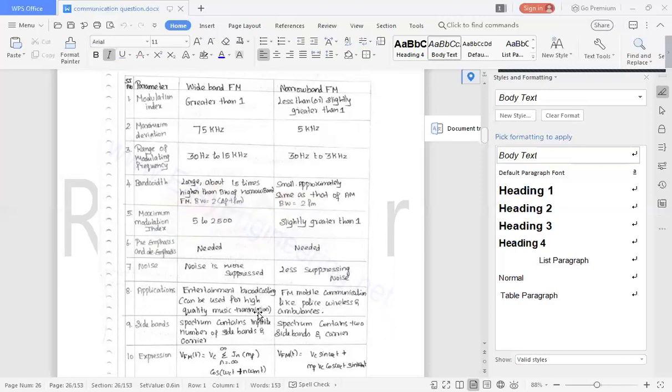Application: in entertainment broadcasting we generally use wideband FM, and narrowband FM is used in FM mobile communication. Sidebands: the spectrum contains an infinite number of sidebands in wideband FM. The spectrum contains 2 sidebands in narrowband FM.